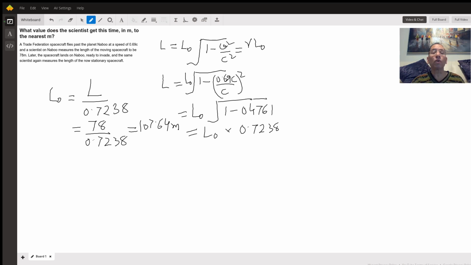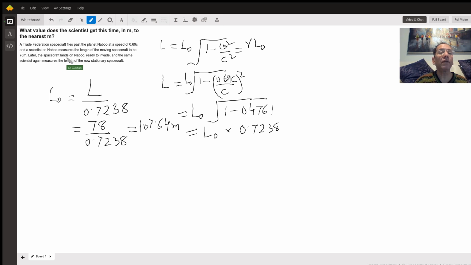So in this particular case, a Trade Federation spacecraft flies past a planet, Naboo, at a speed of 0.69 times c, where c is the speed of light, and a scientist on Naboo measures the length of the moving spacecraft to be 78 meters. So this is the moving length, right?